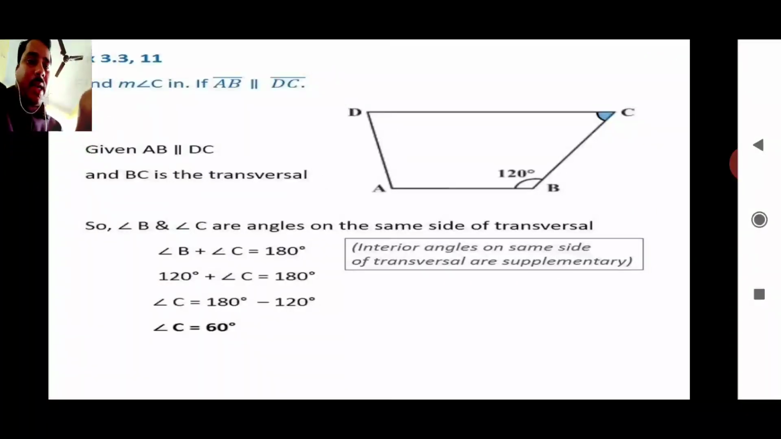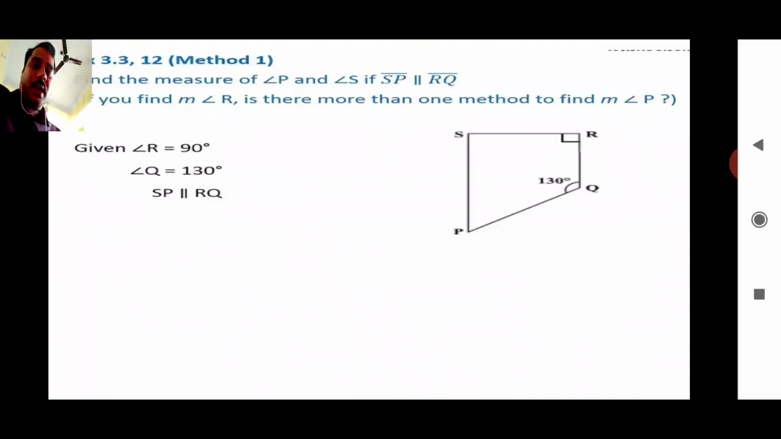See the solution. Given AB parallel to DC and BC is a transversal, so angle B plus C are angles on the same side of a transversal. Angle B plus C equal to 180, 120 plus C equal to 180, angle C equal to 180 minus 120, angle C equal to 60 degree. Okay, I hope it is clear to you. Next one, find the measure of angle P and S if SP parallel to RQ.